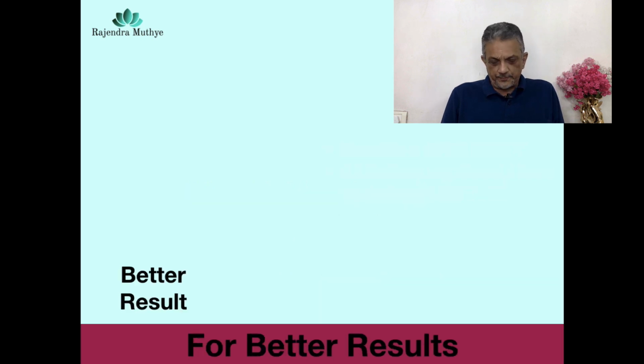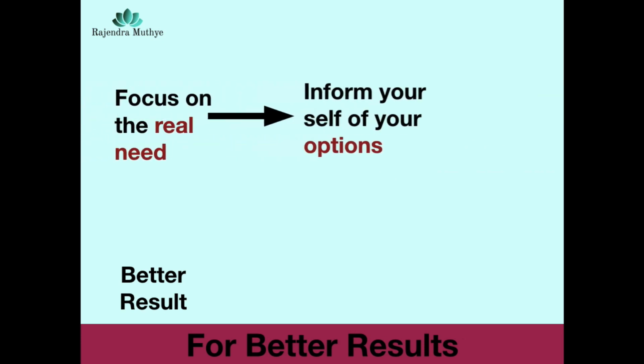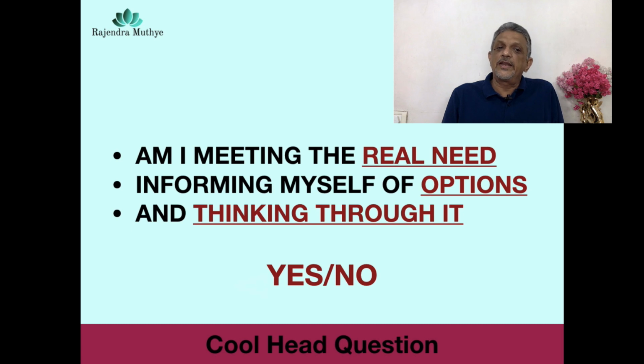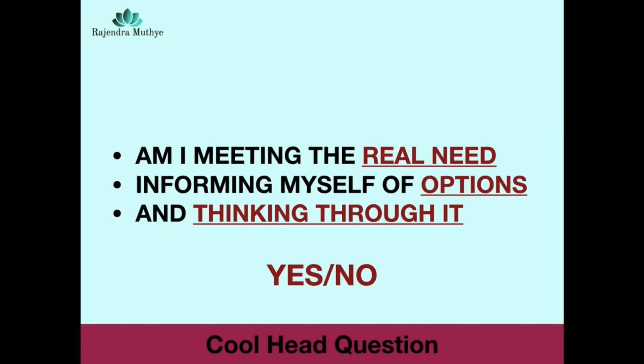Okay, so for you to get better results, first I must focus on the real need, then inform yourself with all the possible options that you have, think through each of the options, and then you will arrive at a better result. Right? Excellent, isn't it? This completes the first part of the journey. Am I meeting the real need? Informing myself of options and thinking through it till I get yes, no as an answer. Amazing, isn't it? Truly cool.